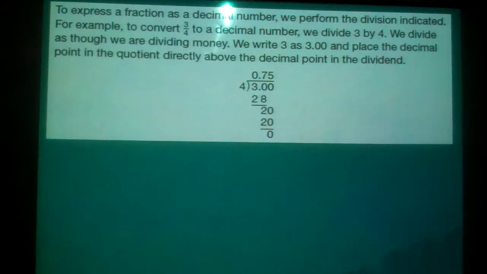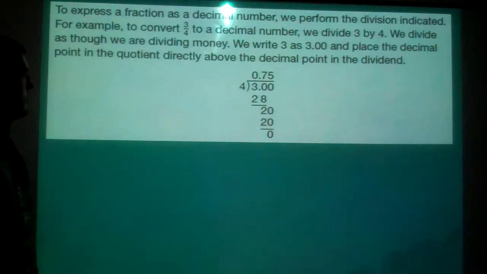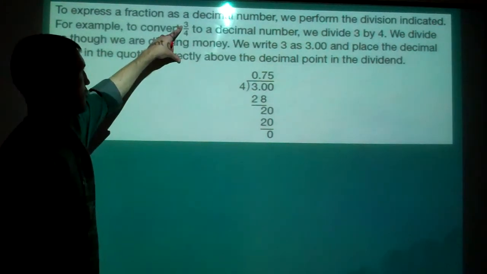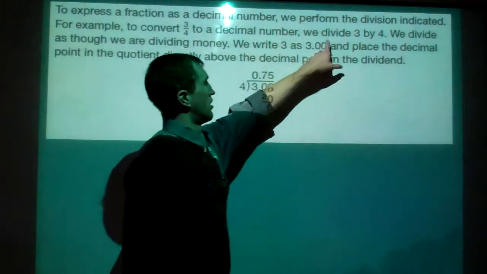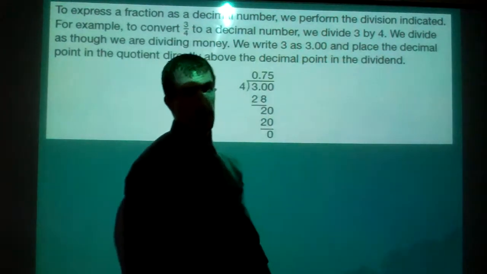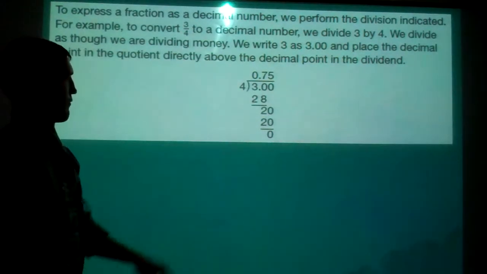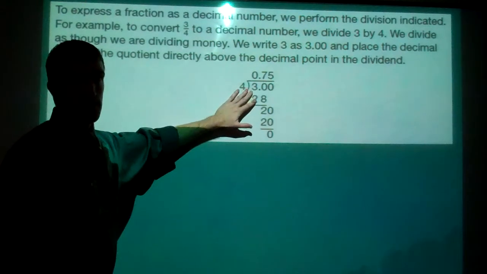Now, we can take a fraction and turn that into a decimal number as well. All we have to do is the division that's indicated. For instance, if we take 3/4 and want to convert that to a decimal, this actually means 3 divided by 4. Divide 3 by 4. The weird part is that 4 is on the outside, 3 is on the inside.